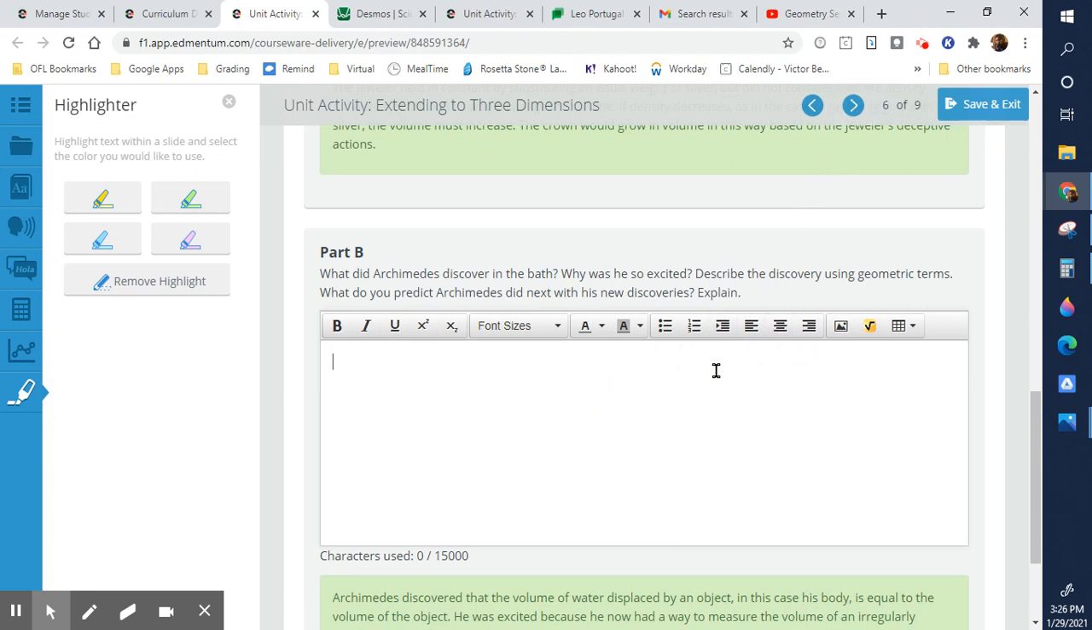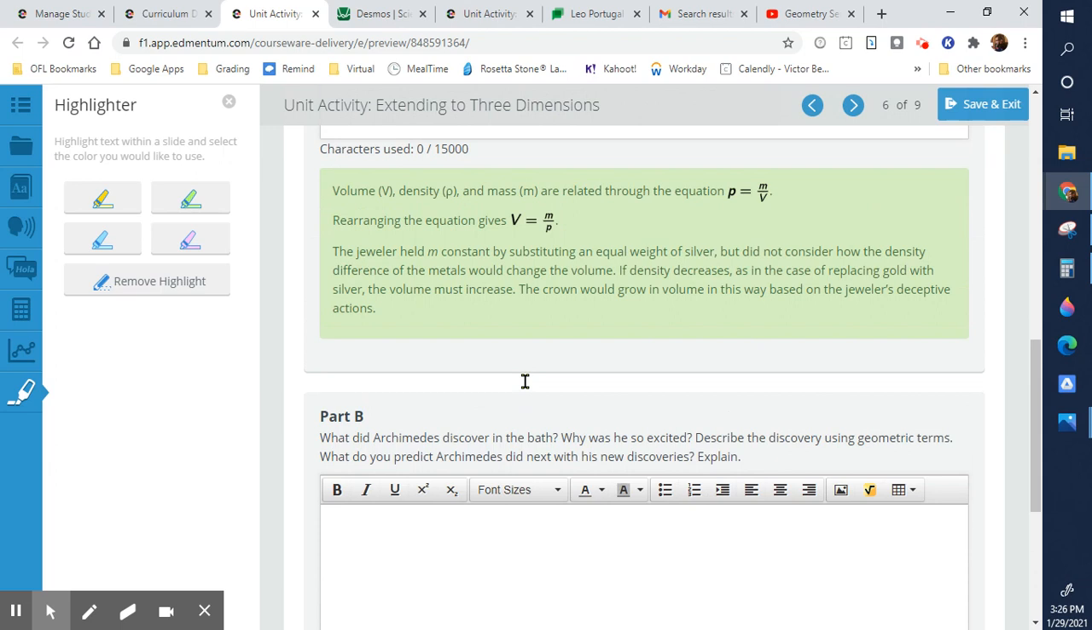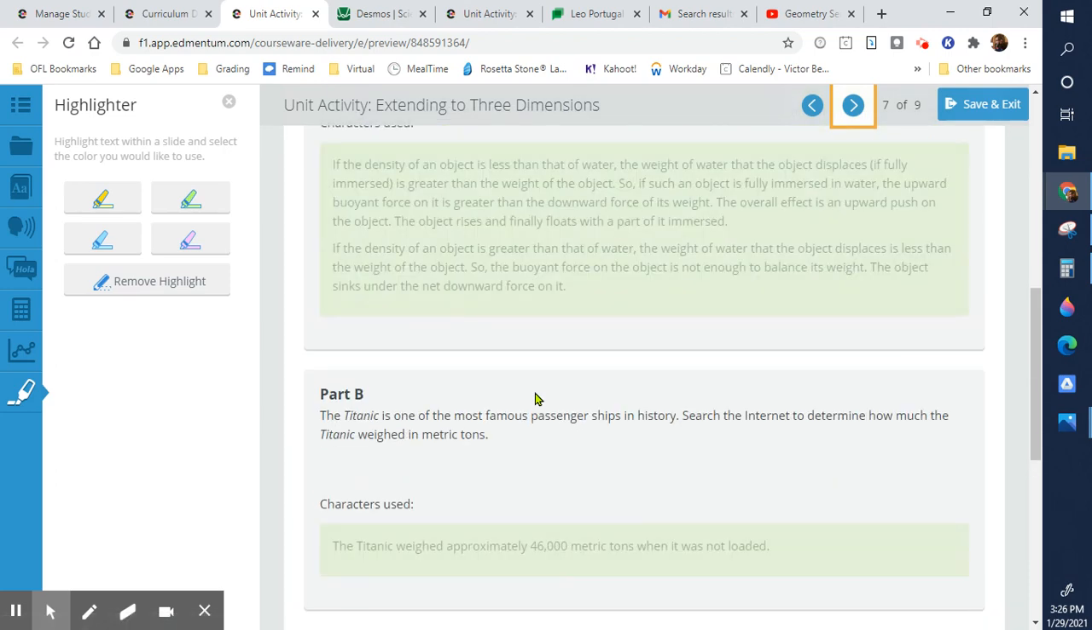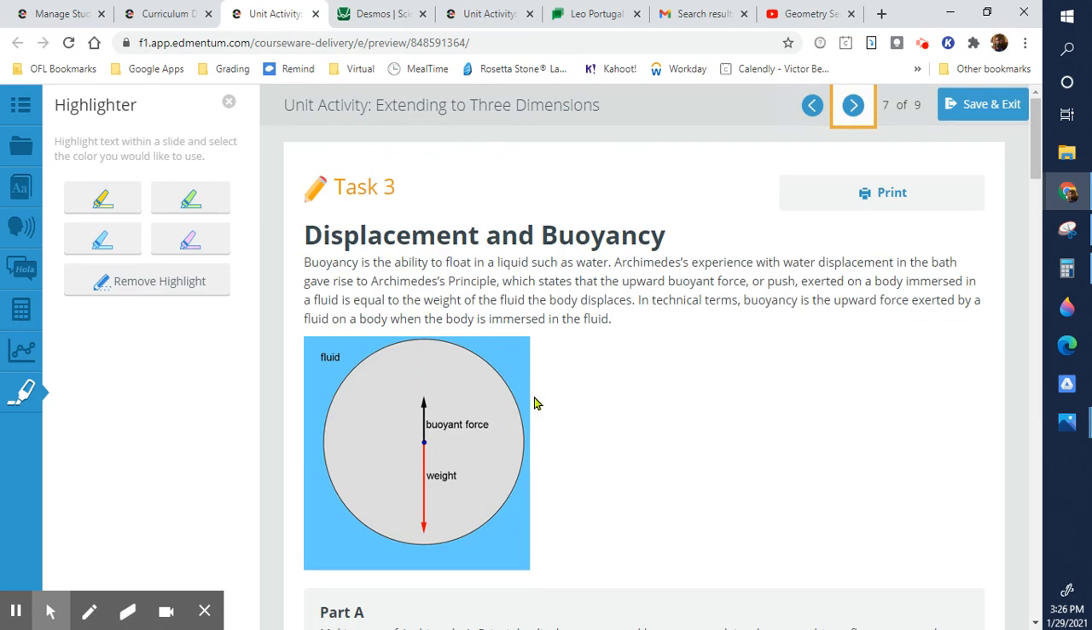And it should involve the idea that if the crown weighs the same, then you need more silver to make up for the weight, or rather, I'm so sorry, I misspoke. Since silver has less density, you need more silver to make up for the weight of gold. All right. That one was a big reading one.